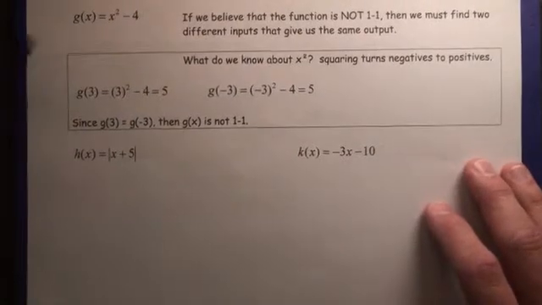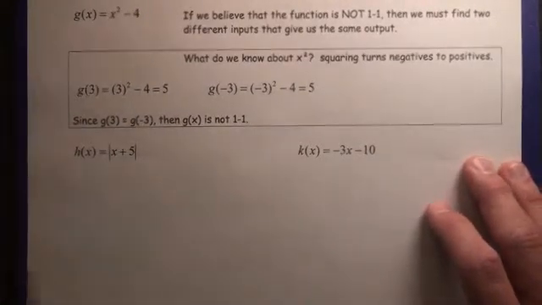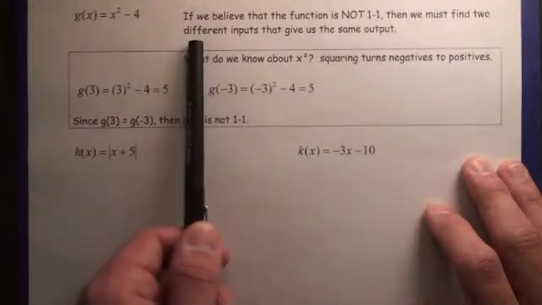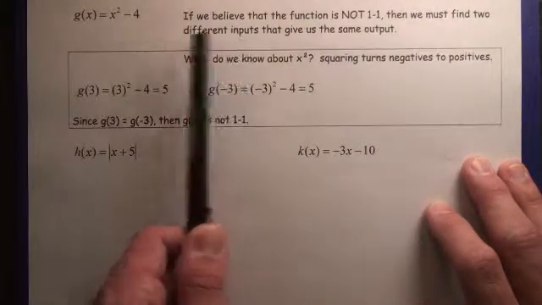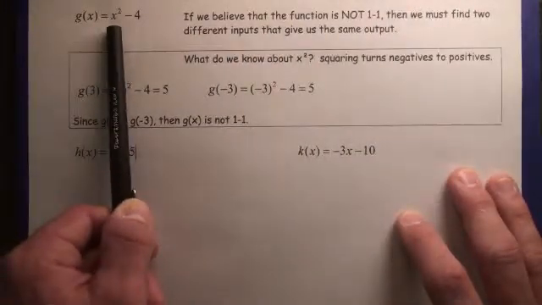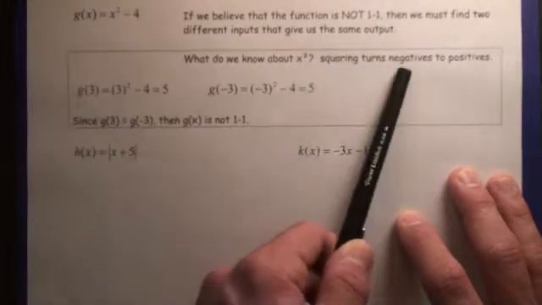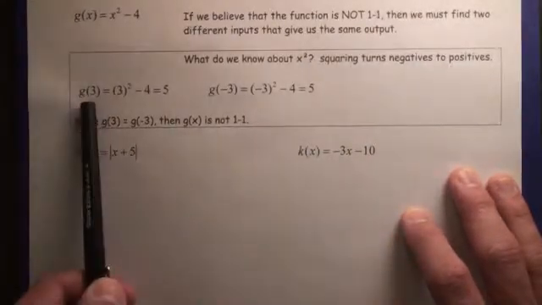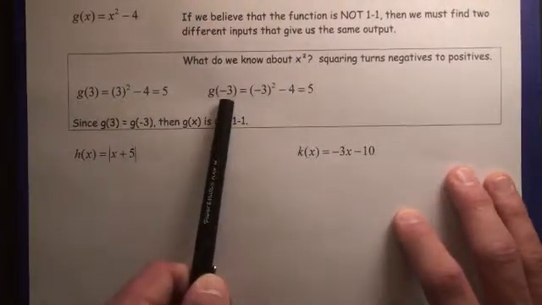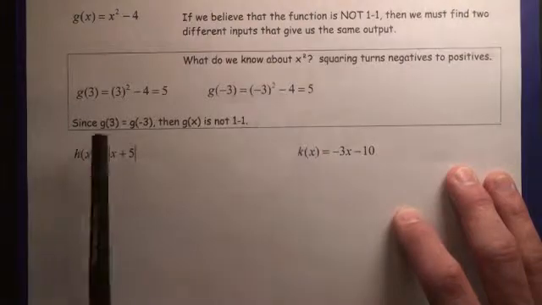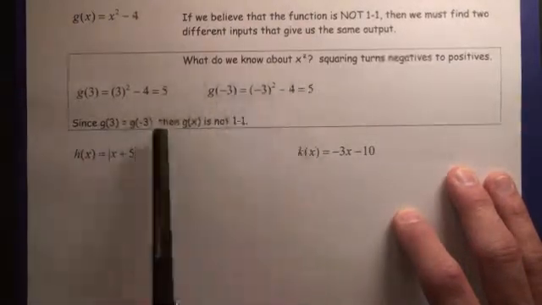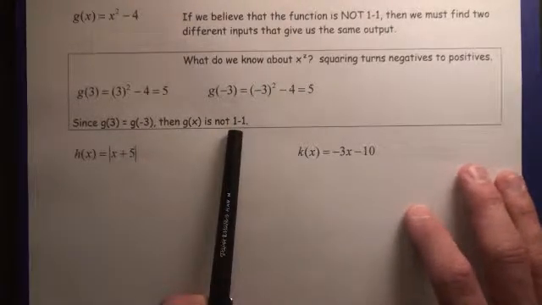Now we take a look here at g of x equals x squared minus 4. Well, if we believe that the function is not one-to-one, then we must show that two different inputs give us the same output. And this is going to happen when you have a squared, because what do we know about x squared? Squaring turns negatives to positives. So g of 3 gives us 9 minus 4, which is 5, and g of negative 3 gives us 9 minus 4, which is 5. So therefore, we have two different inputs giving us the same output. Therefore, g of x is not one-to-one.